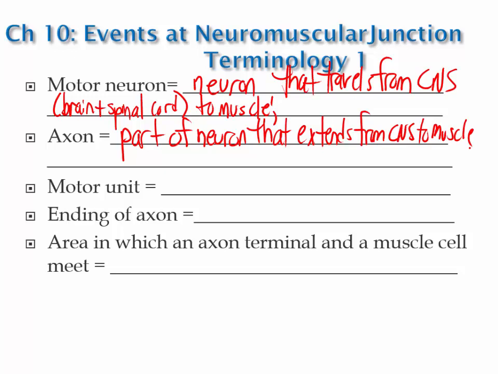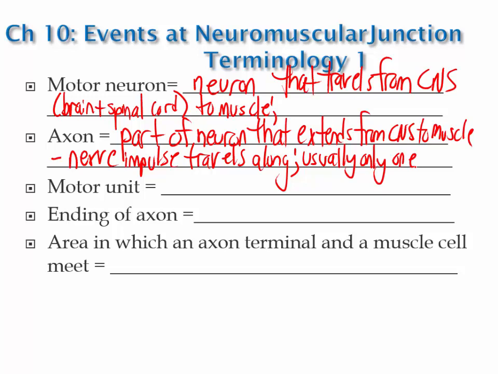So this is a part of the neuron. Central nervous system, yeah. Usually motor neurons only have one axon, and the axon is what the nerve impulse travels along. So this is where the nerve impulse travels, and there's usually only one. I'm going to show you a picture of one in a minute. Hopefully it'll make more sense.